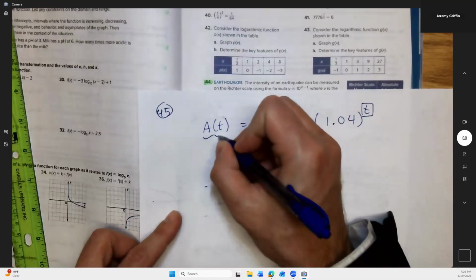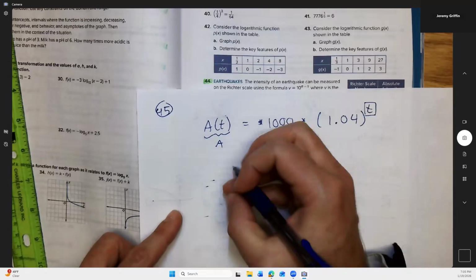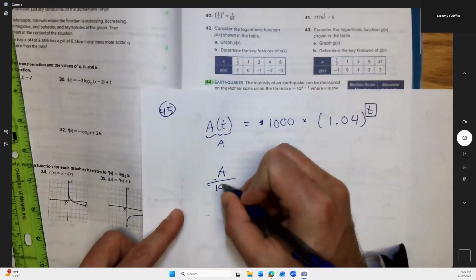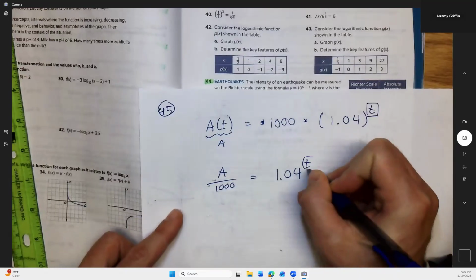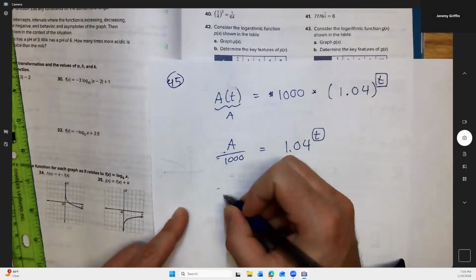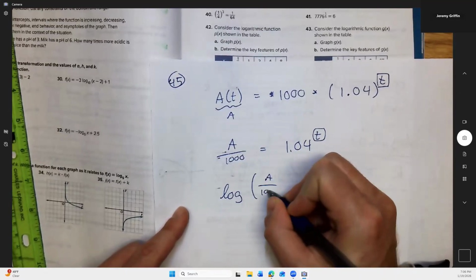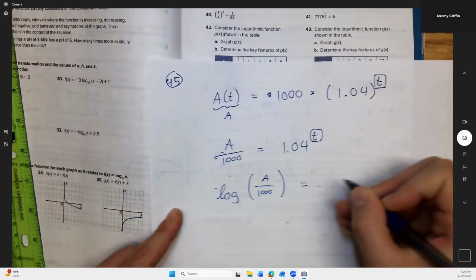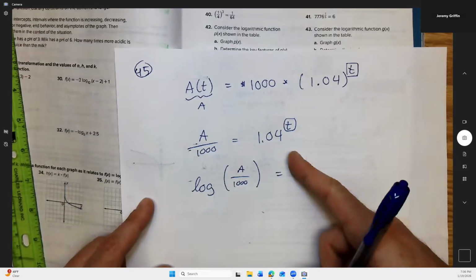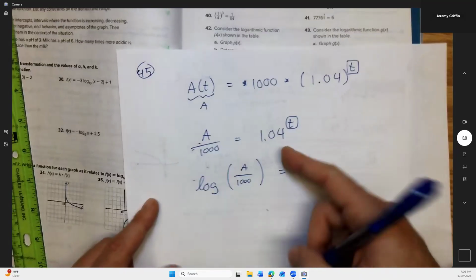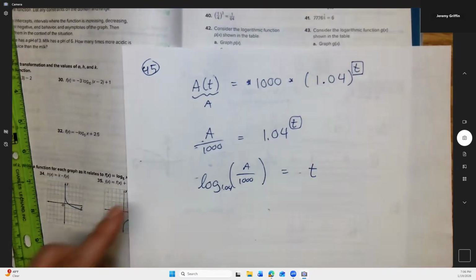So here, I'll call this A. Again, A divided over 1,000. So A over 1,000 principal is 1.04 to the power of t. And then I can apply a logarithm. So log, let's do base 10, of A over 1,000, with base 1.04, is equal to t. There we go. So that looks right.